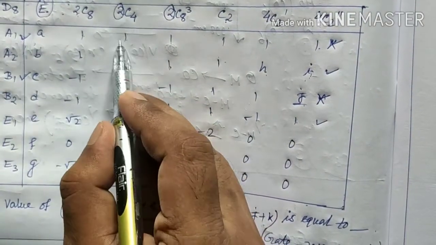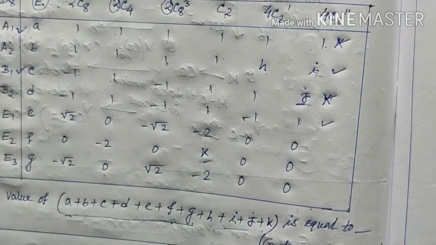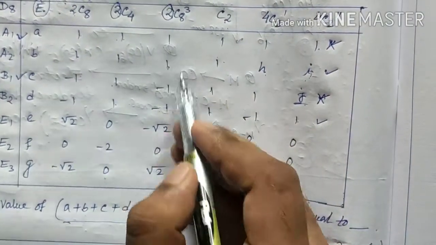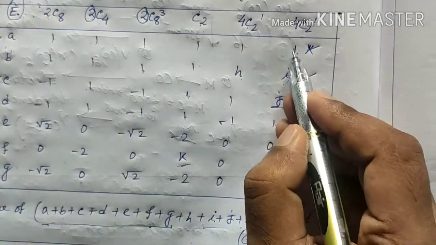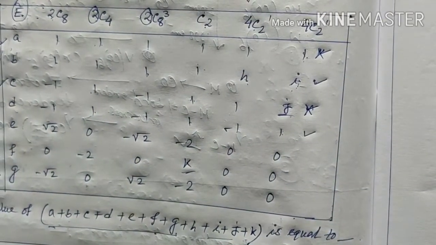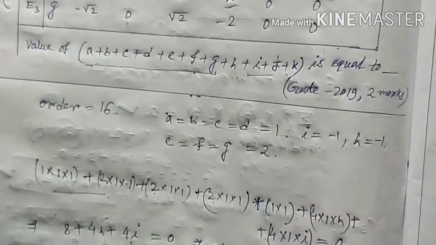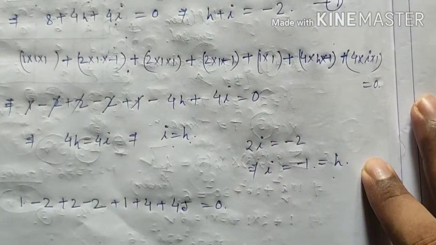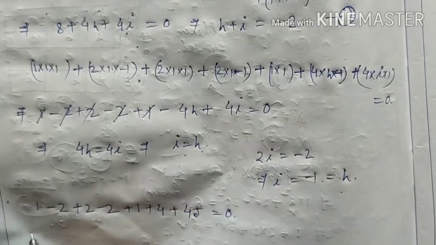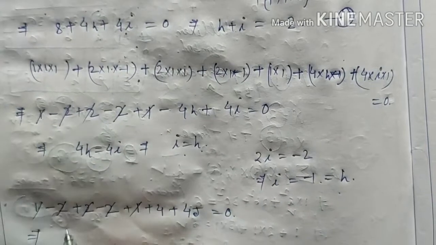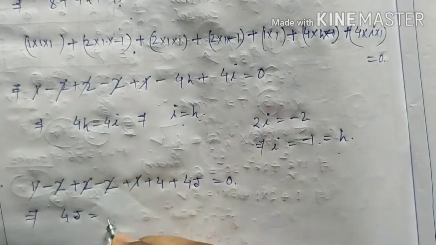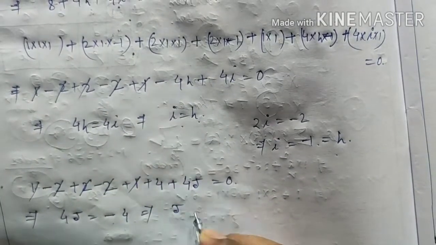Later 2 into 1 into 1, that is +2. Here 2 into 1 into -1, that is -2. Here 1 into 1, that is +1. Here is 4 into 1 into 1, that is +4. And here 4 into 1 into j, that is +4j is equal to 0. It is like this. If we sum up this value, then 2 will be cancelled out and this will be cancelled out, that is 4j is equal to 4 minus 4, so j will be -1.